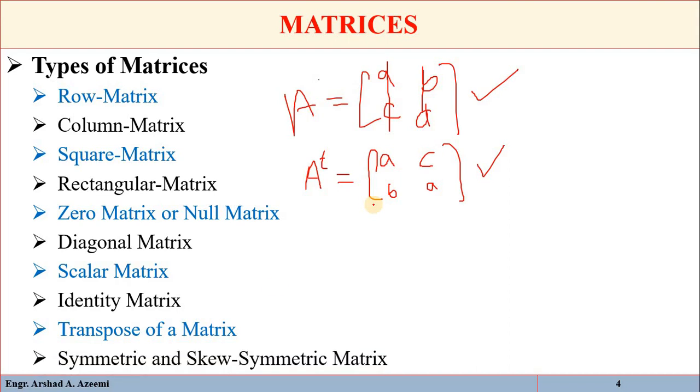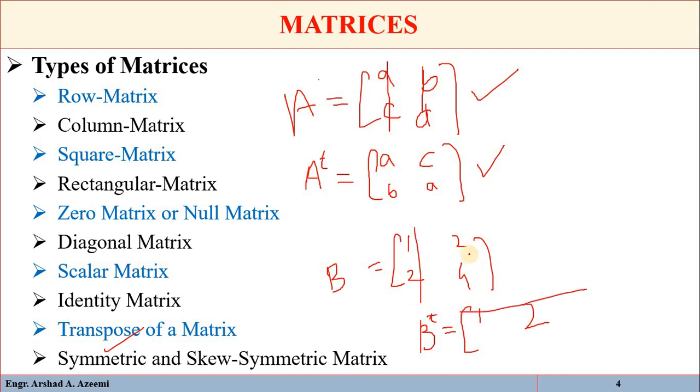Then we have the symmetric matrix. For example, if we have a matrix 1 2 2 4, this is matrix B. If we take the transpose of this matrix, it will be 1 2 2 4, exchanging the column into a row. So the original matrix is equal to its transpose, so it is called a symmetric matrix.